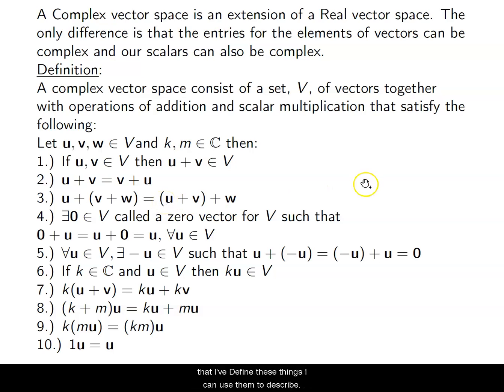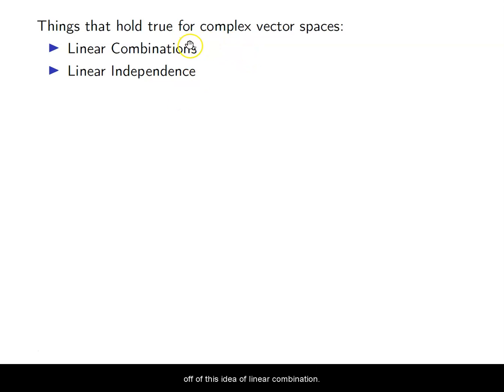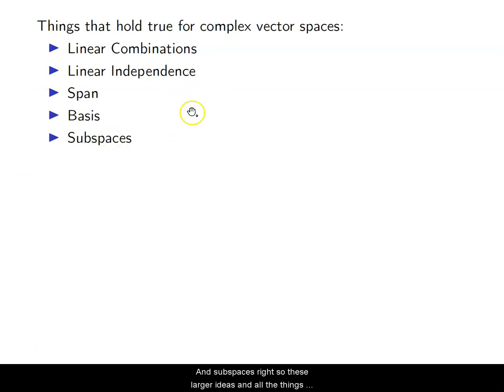So now that I've defined these things, I can use them to describe and come up with different rules for my space, right? Some of the rules that hold true for complex vector spaces from the real vector space are the larger ideas. I can't get into everything because it's pretty much everything, right? So things like linear combinations, which are derived from those axioms that we have. The idea of linear independence, which is based off of linear combinations, okay? Span, which is based off of linear independence, okay? Basis and subspaces, right? So these larger ideas and all the things that come with them hold true for complex vector spaces because of those 10 axioms that we had, okay?